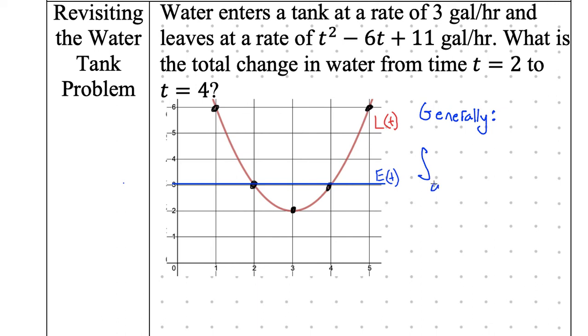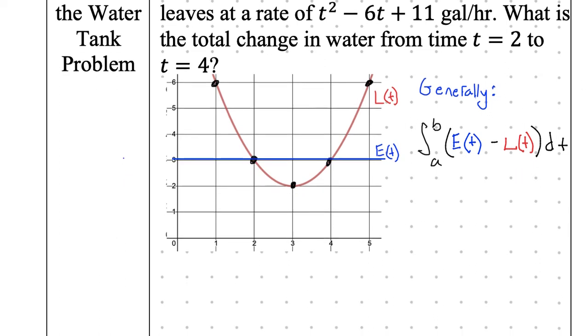So yeah, integral from a to b of E of t minus L of t, dt. So that's our general formula that we're always going to be using.